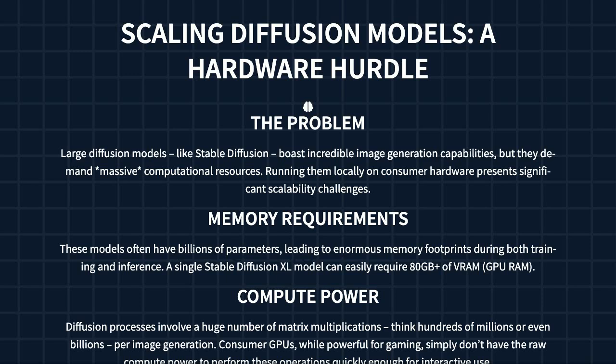Consumer graphics cards are great for gaming, but they don't have the speed needed to generate images quickly. Because of this, we often see slow generation times when trying to run these models locally. Fortunately, researchers are working on techniques like shrinking the model size and distributing the workload across multiple machines or GPUs, but that adds a layer of complexity.